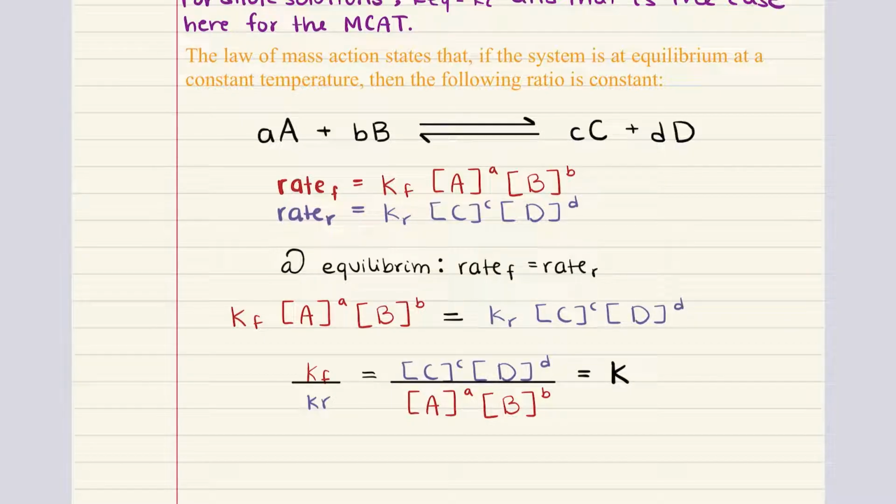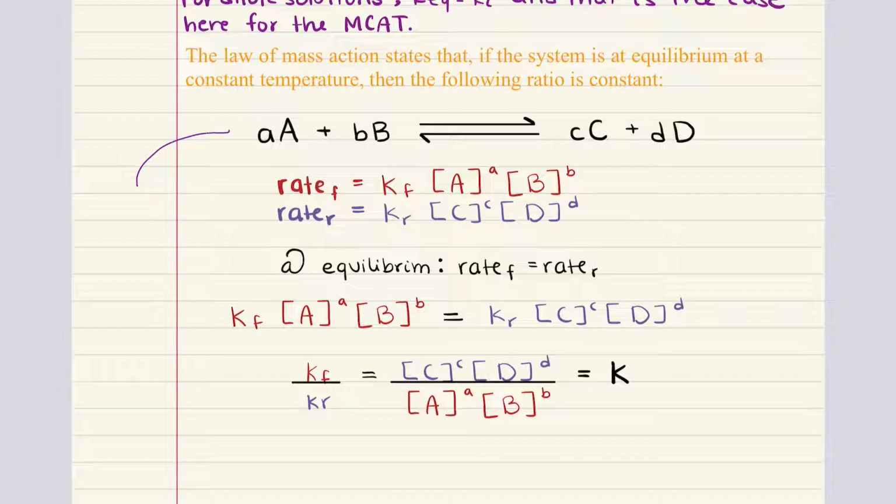Now, the law of mass action states that at equilibrium, the rate of the forward reaction is going to be equal to the rate of the reverse reaction. And this principle actually allows us to write the rate expressions for both the forward and reverse reactions in terms of the concentrations of the reactants and products raised to the power of their stoichiometric coefficients. So allow me to show you what that means.